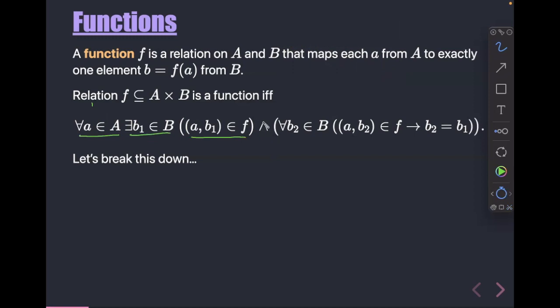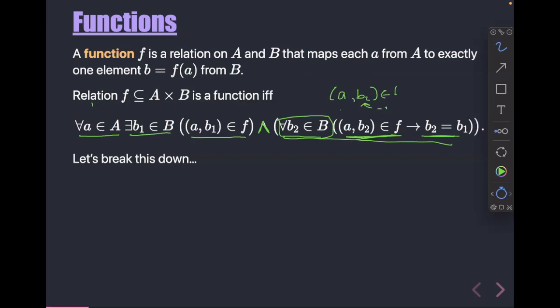Now we have our logical conjunction, and this is a way you'll commonly see how we express that something exists only once, or that there is only one. What you'll see is: for every b2 in B, if the pair (a, b2) is in f, then b2 must be b1. It must be the same thing, because there's not going to be another value where (a, b2) is in f, unless b2 equals b1.